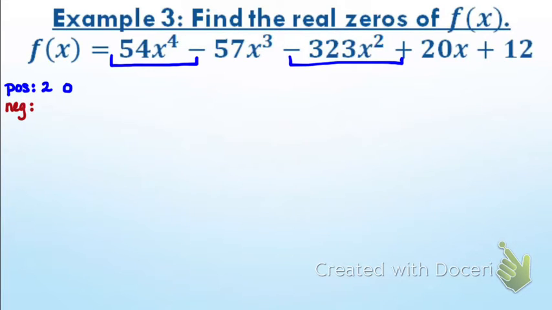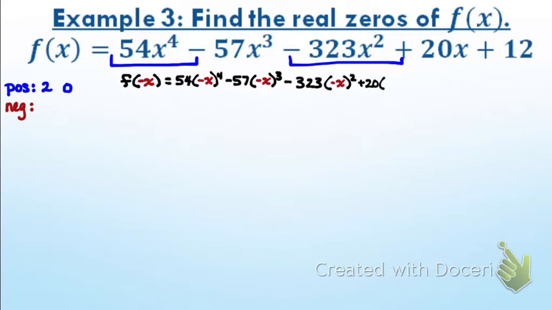Then to find the number of potential negative real zeros, I'm going to substitute negative x in the place of x. 54 times negative x to the 4th minus 57 times negative x to the 3rd minus 323 times negative x squared plus 20 times negative x plus 12.